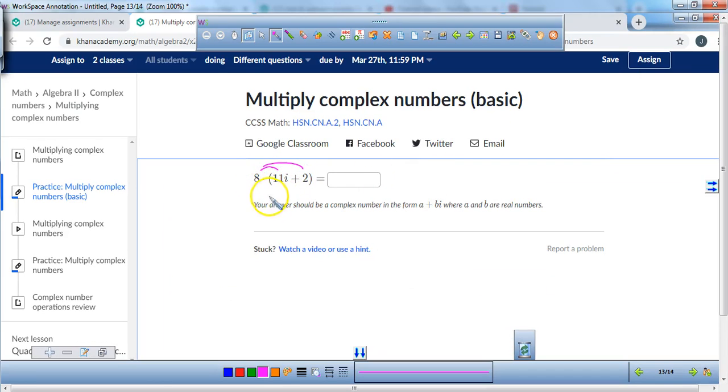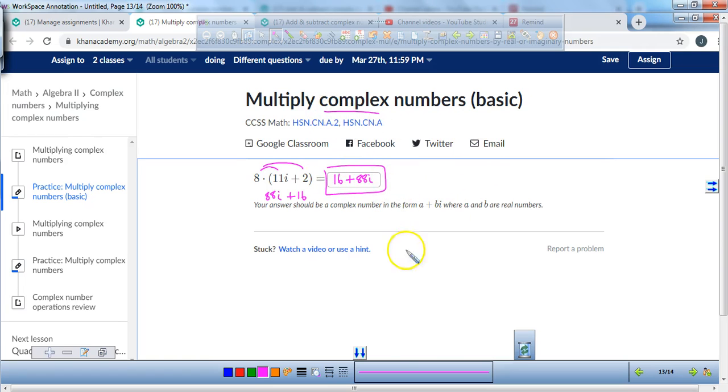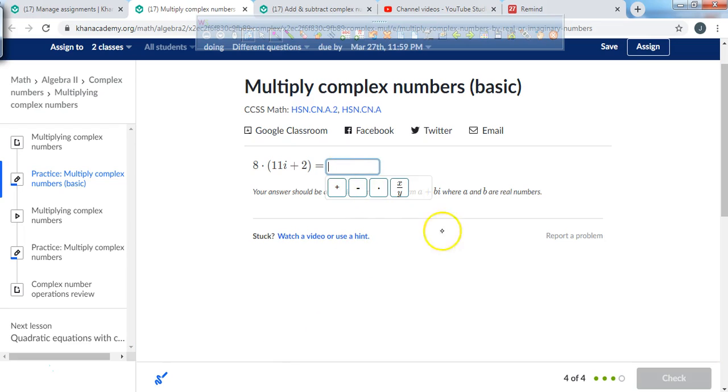So we have 8 times 11i, which is 88i, and 8 times 2 is 16. But we got to put the real numbers in the front and the imaginary numbers in the back. And together they become complex. 16 plus 88i.